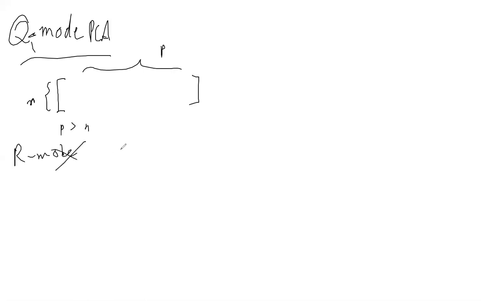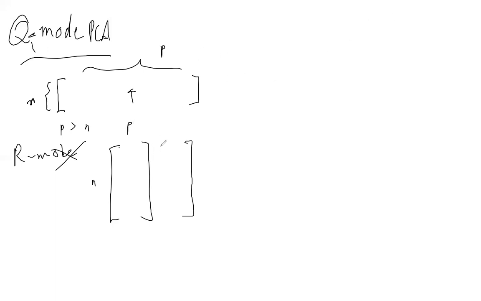Basically, Q mode PCA is something that you do when your P is larger than your N. So you have more variables than samples, and you cannot apply the R mode. The R mode is more for this type, where the data is thin, or at most close to a square. Not like this, which is a flattened data.